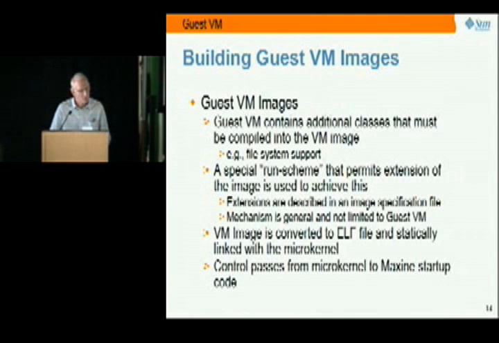So I exploited the run scheme mechanism of Maxine to come up with an extension mechanism to add new classes, in fact, a variety of different things, to be able to reinitialize things if necessary, to be able to include files in the image, a bunch of things like that. It's a very general mechanism. It's not limited to GuestVM, and it's actually part of the standard Maxine distribution. And I use it in a special way. My images get converted to ELF files, and then they get statically linked with the microkernel. Then when the microkernel starts up after Xen fires it up, we pass into the normal Maxine startup code. And from then on, it's very much the same.